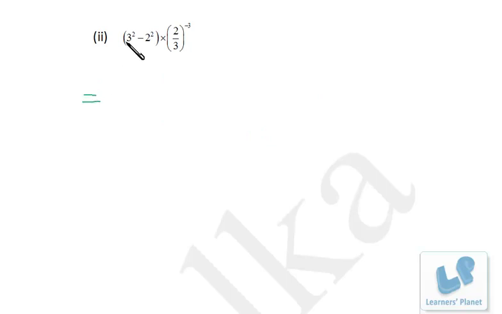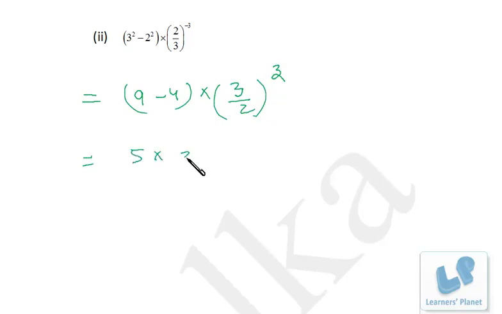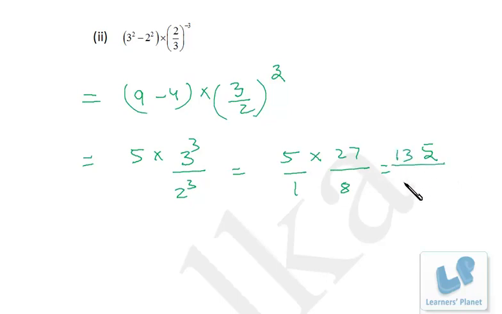Similarly, 3 square is 9. 2 square is 4. Convert the power into positive. Write the reciprocal of 2 by 3. So that's 3 by 2 cube. Okay. If you go step by step, you won't make any mistake. Solve the bracket, this is 3 cube by 2 cube. So that is 5 into 27 by 8, right? So 5 into 27 is 5 7s are 35, 5 2s are 10 and 3 is 13. Okay, so it's 135 by 8.